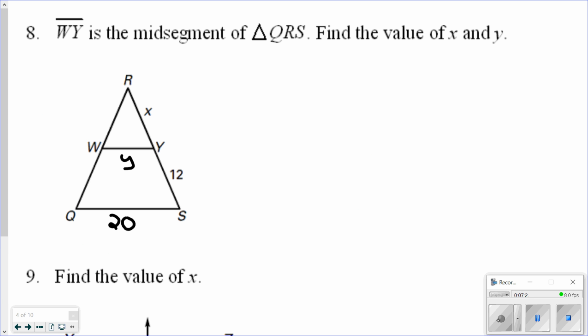Here's another question about the midsegment. WY is the midsegment of triangle QRS. Find the values of X and Y. All right, so let's start with our easy one first. If Y is a midpoint, what is the value of X here? Well, we know those are the same, so X has to be equal to 12.